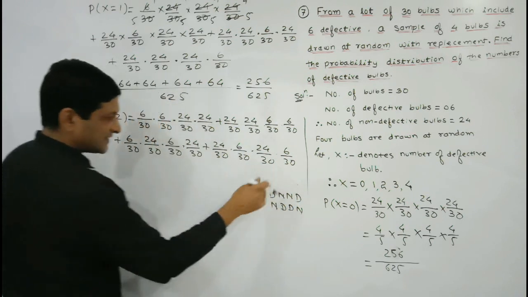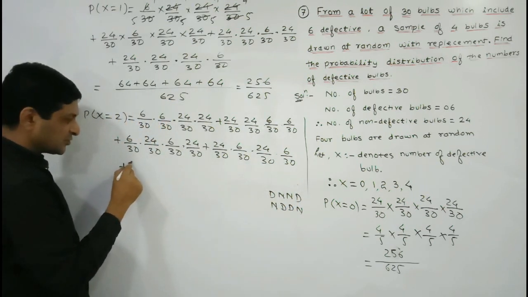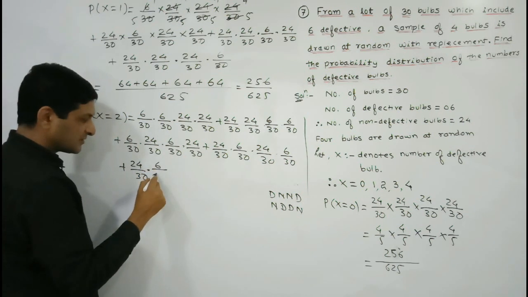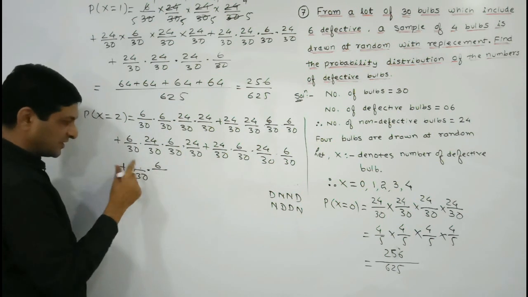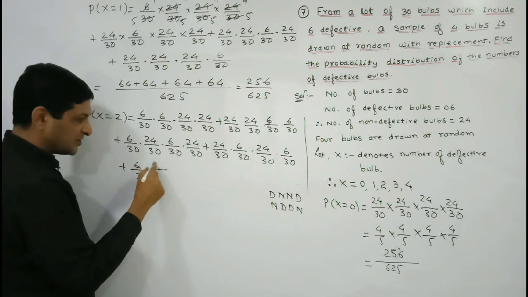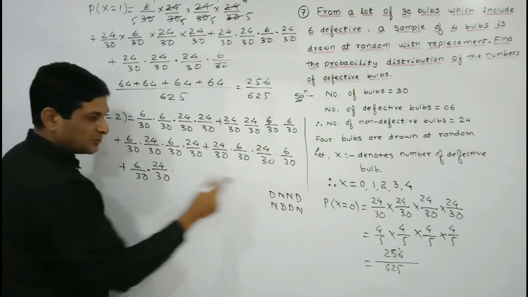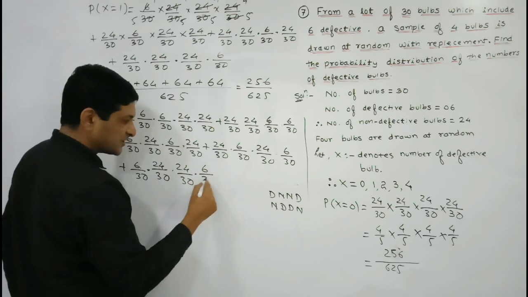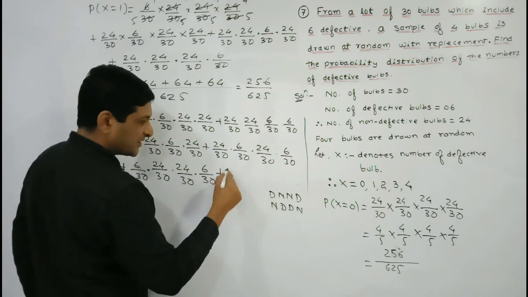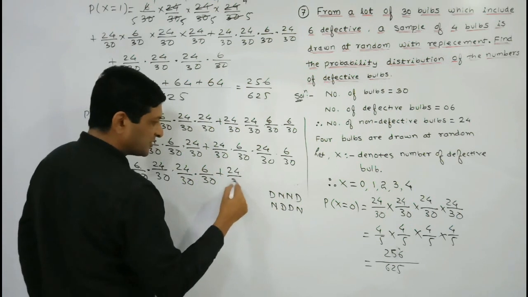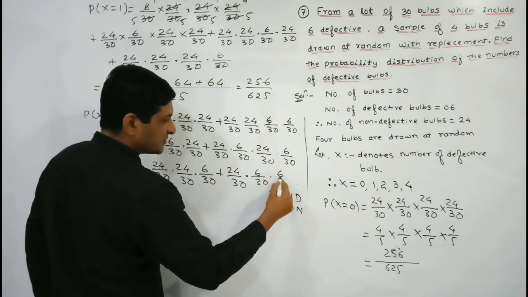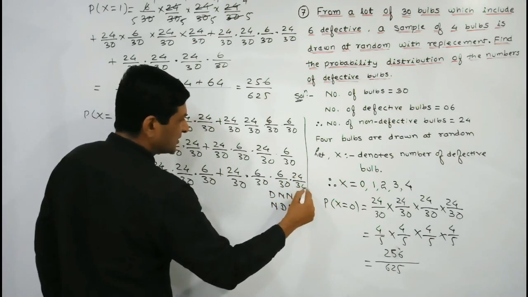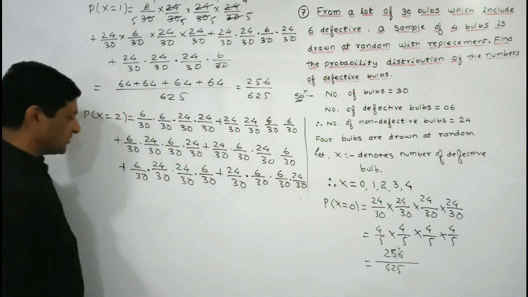Non-defective, then defective means 6 by 30. Again in the next case, see what we are getting. Defective means 24 by 30, non-defective means 6 by 30, defective means 6 by 30, non-defective means 24 by 30. Again non-defective means 24 by 30 and defective means 6 by 30, plus non-defective means 24 by 30, again defective means 6 by 30 and non-defective means 24 by 30. These are different cases which we are getting here.